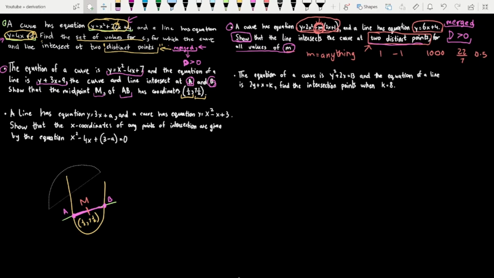So how do we show that? Well, that's not really difficult. All we need to do is know the coordinates for B and the coordinates for A, and then use the midpoint formula to find the midpoint M, and see if the coordinates we get match with the ones given to us in the question. So how do we do that?